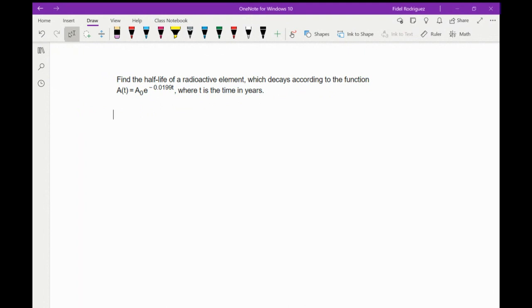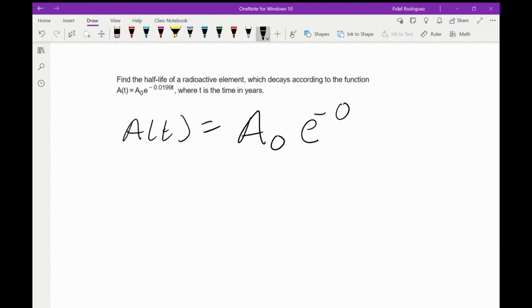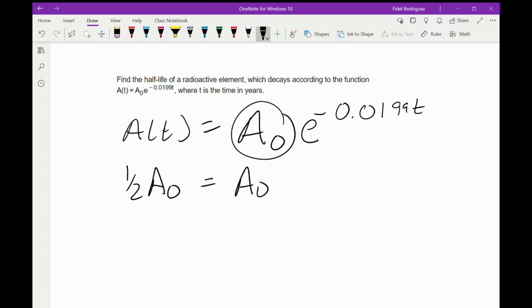Okay, it's all good. All right, so guys, how do I find the half-life if I don't know how much I have to begin with? Same way we did before. Okay, so A of t equals our initial amount, and it's negative 0.0199t. The initial amount would be half of this amount here. So I'm going to write half of that amount.